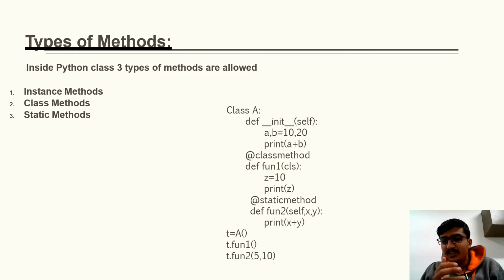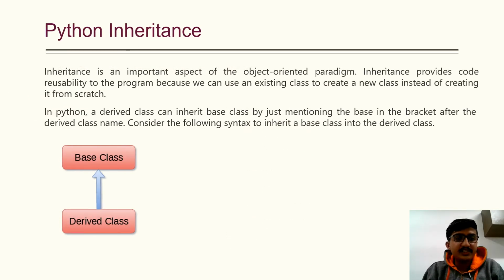The next is the class method. We have written a decorator here, @classmethod. We are going to learn decorators in the next sessions. The decorator tells the interpreter that the function we have written, which accepts one parameter cls, is a class method. The static method is a method denoted by the decorator @staticmethod. We have created the object t, called t.fun1, and called the functions. Now let's take a look at the next topic.